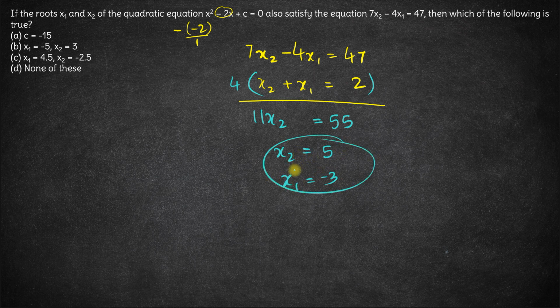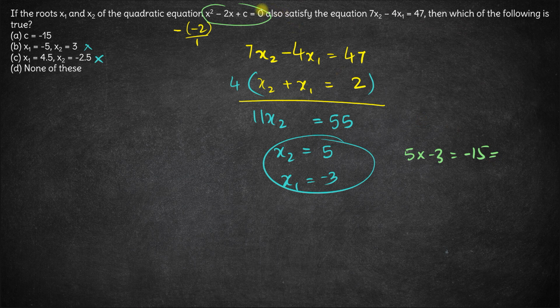Let's see if we have any of these options. B and C do not give us the correct value of x1. So obviously option B and option C are wrong. Let's check for option A as well. Now option A says C is minus 15. So in this quadratic, if the two roots are 5 and minus 3, the product of the roots we know will be 5 into minus 3, which is minus 15.